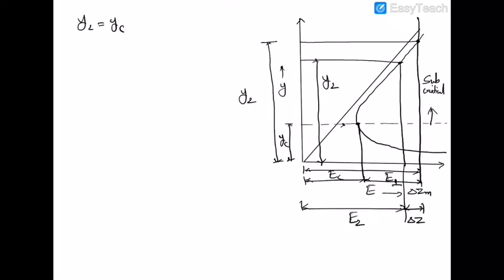Okay, and in this condition the specific energy at section 1 will be E1, and at section 2 the total energy will be delta Zm plus EC. Okay, at section 2 the specific energy will become minimum, or we can say the specific energy is critical.